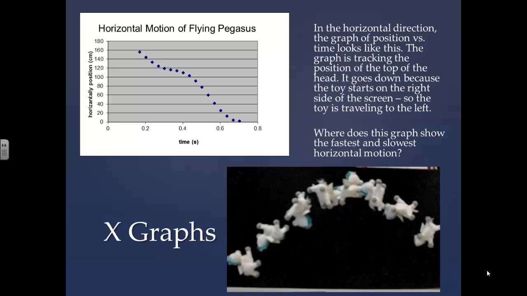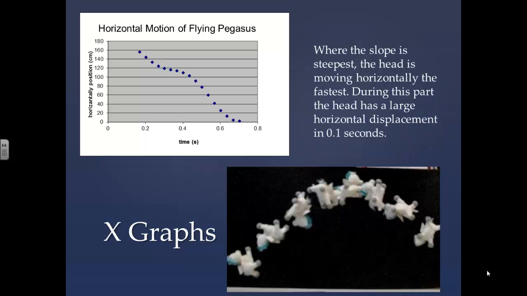The graph is tracking the position of the head. It goes down because the toy starts on the right side of the screen and is traveling to the left. Where does this graph show the fastest and slowest horizontal motion? Where the slope is the steepest, the head is moving horizontally the fastest. During this part, the head has a large horizontal displacement in 0.1 seconds.